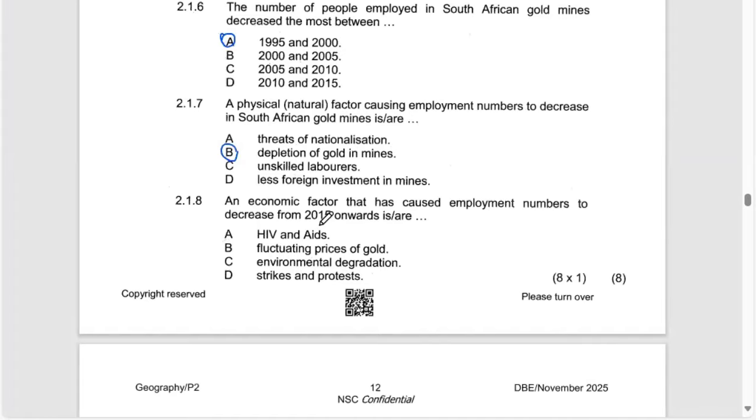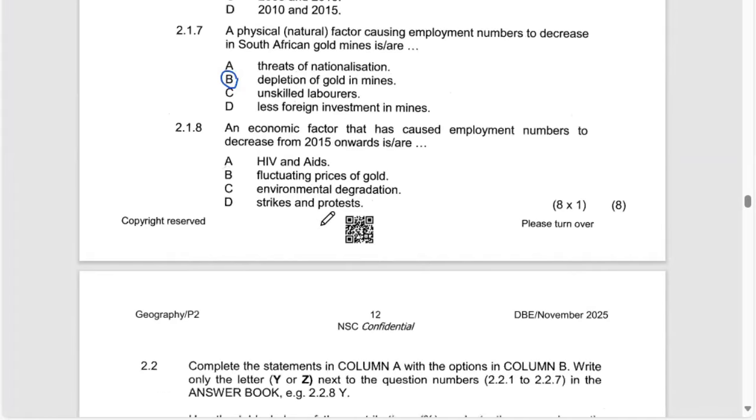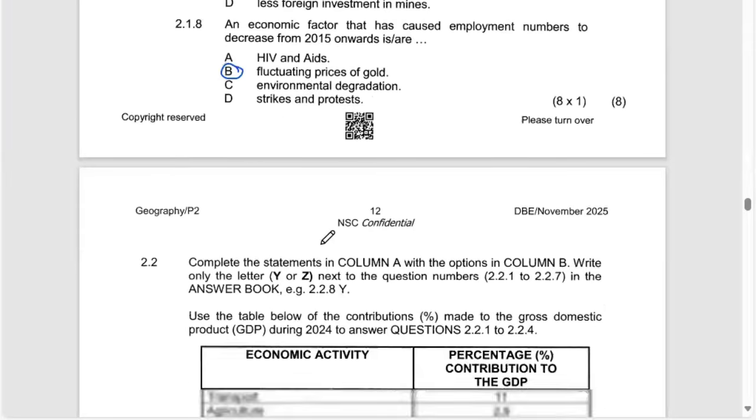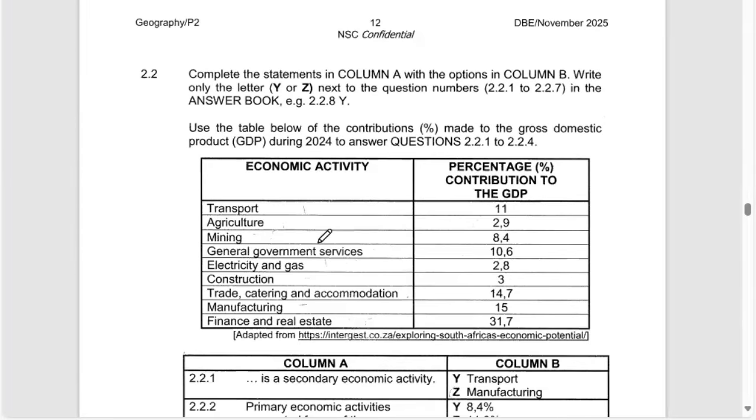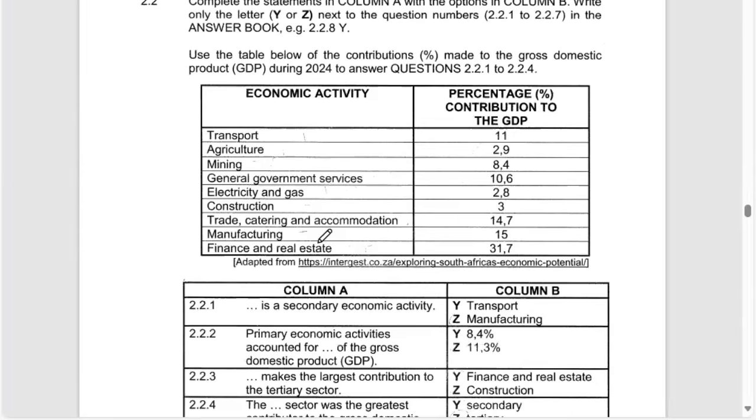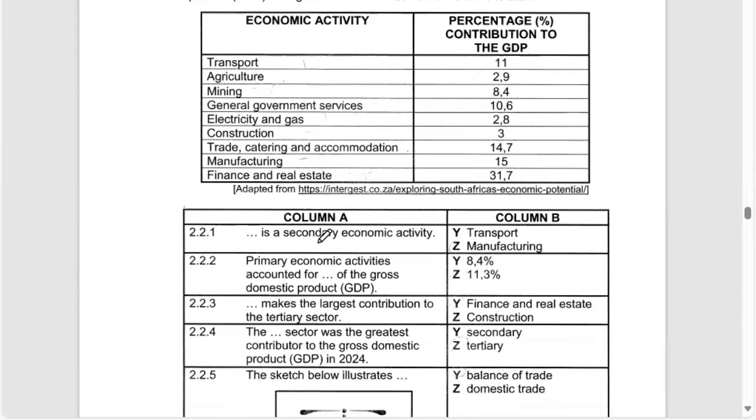Right, number 1.2.8, an economic factor that has caused employment numbers to decrease from 2015 onwards. An economic factor. Let's look at economic factor here. An economic factor is fluctuating prices of gold. That is economic.